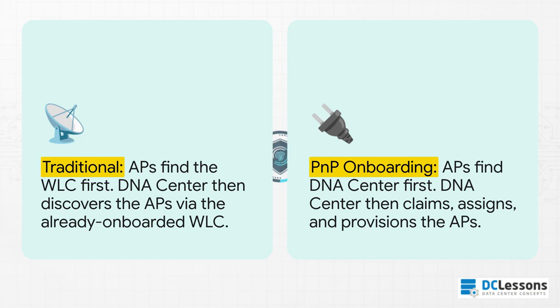In this scenario, the AP is smart enough to find DNA Center first. Then the center can claim it and tell it which WLC to join. It's a way more direct and scalable approach, especially for zero-touch deployments.